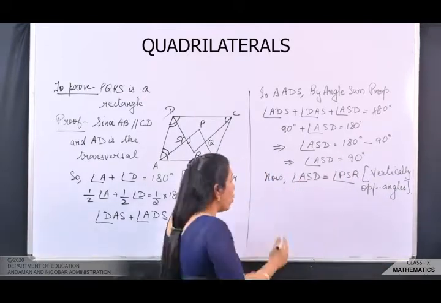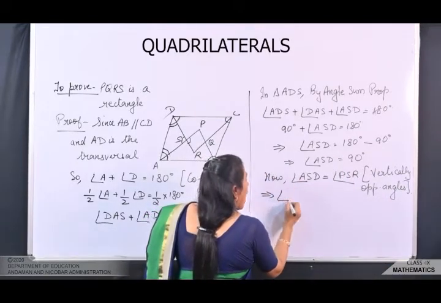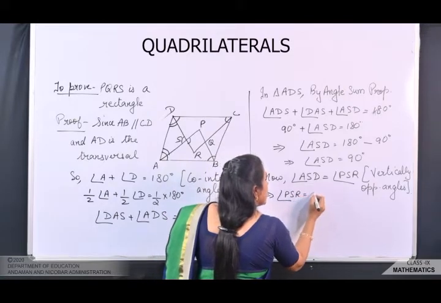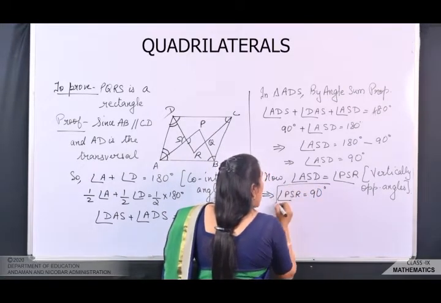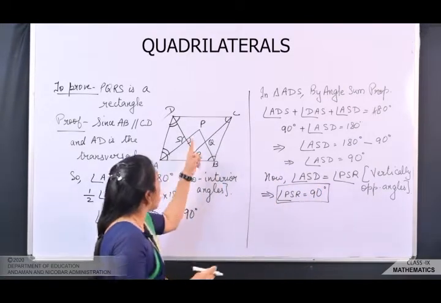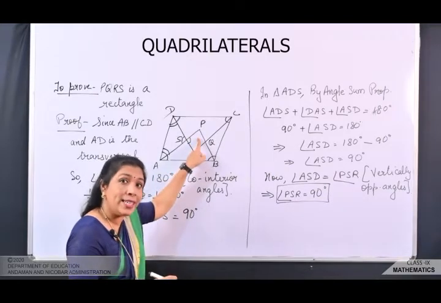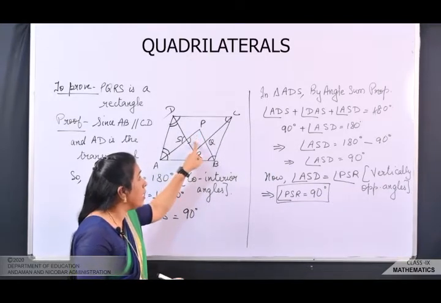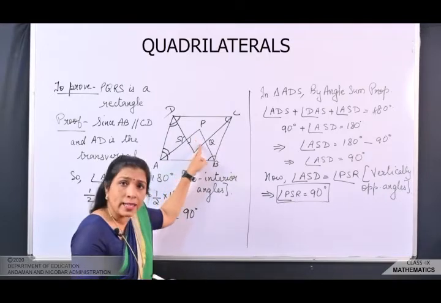Okay, now which implies angle PSR is equal to 90 degree. तो हमें मिल गया that one angle of this quadrilateral is 90 degree. Similarly, can we prove that each angle is 90 degree?